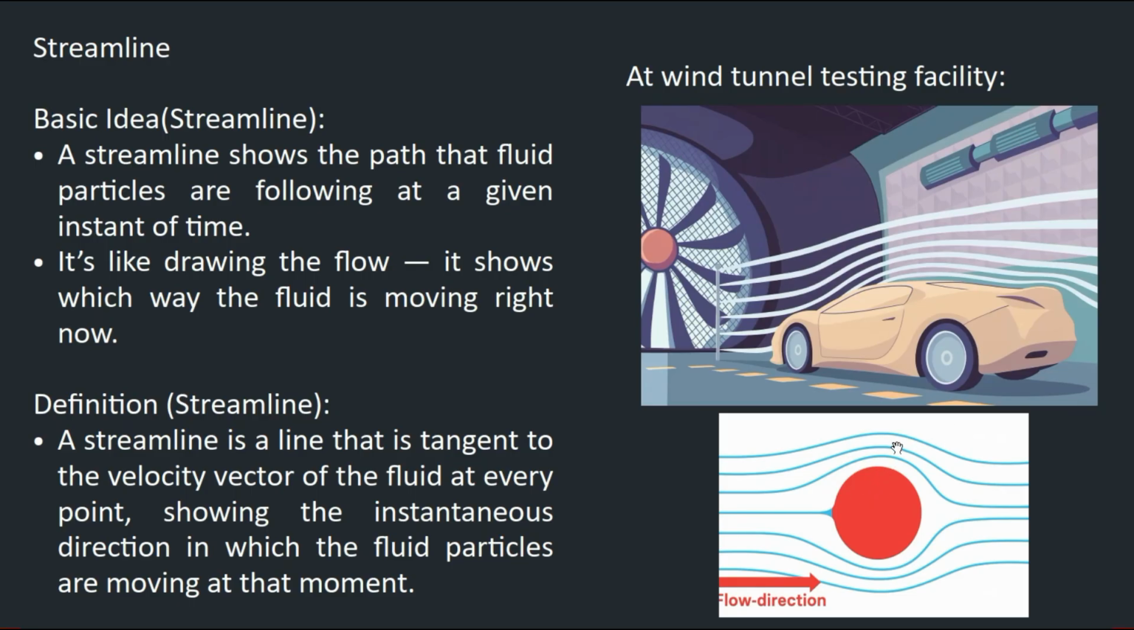So this is one more example wherein you have kept a round object. If you guys are into sports, it's a must for you to understand this. It's helpful. So here you have a streamline, that is basically we are tracing the path the particles are taking. That's the basic idea of streamline. It's like drawing the flow. It shows which way the fluid, so basically particles, is moving right now.